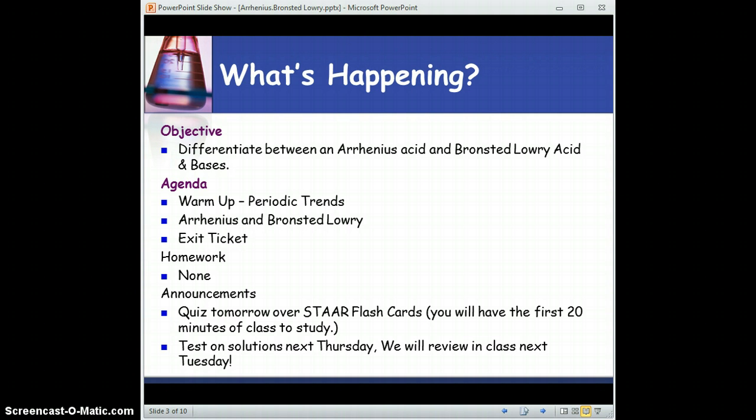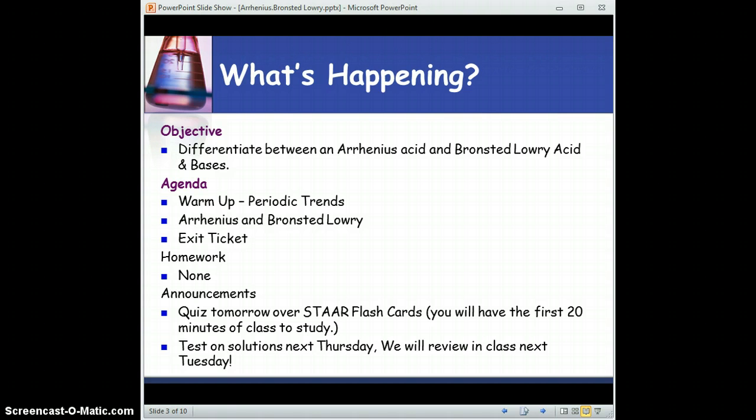Let's talk a little bit about what we're doing today. Today we're learning about Arrhenius acids and Bronsted-Lowry acids and bases. We're going to do a quick warm-up on periodic trends. We'll talk about what is an Arrhenius acid, what is a Bronsted-Lowry acid. It's really just two separate definitions, so we're going to learn both of those definitions and then how to apply them. You guys will take a quick exit ticket over what we've learned about pH the last few days and over Arrhenius and Bronsted-Lowry acids.